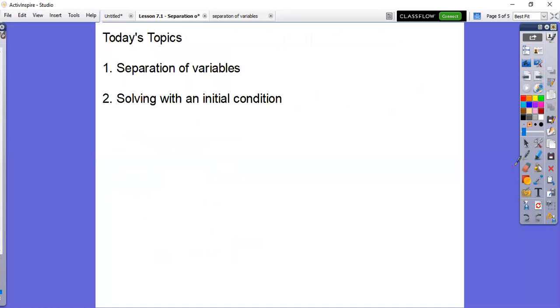So that is it for today. Today we talked about separation of variables, the method, then solving with an initial condition. And BC in class, we're going to go through an in-depth explanation for why it's okay to treat dy over dx like a fraction in this case.